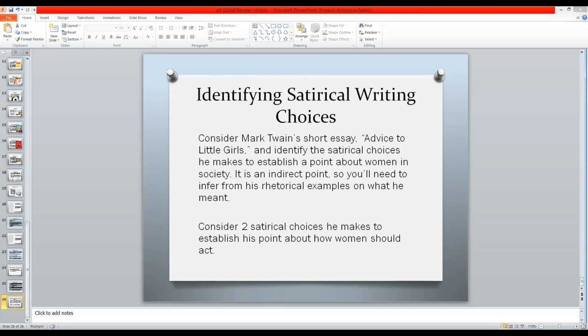I'll end class with that in mind, unless we want to go over the Advice to Little Girls piece here, which is fine with me as well. But at this point, any questions before we end?